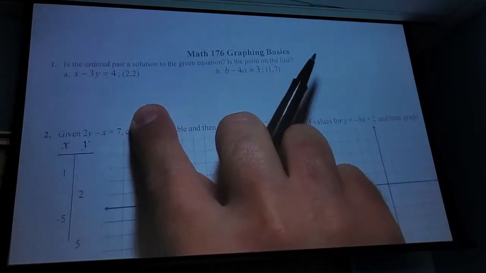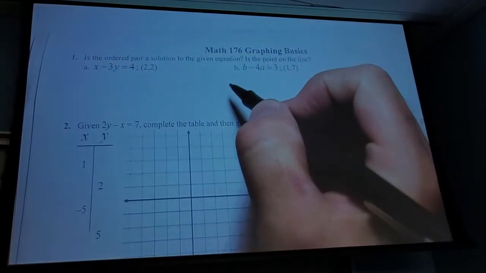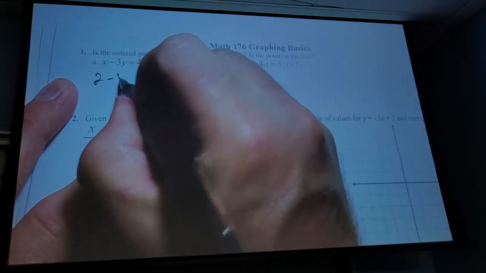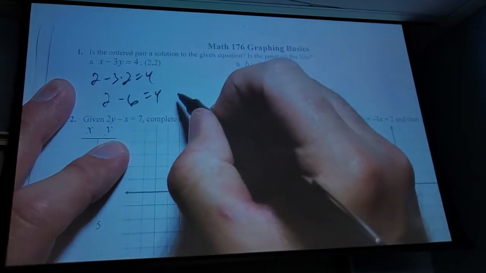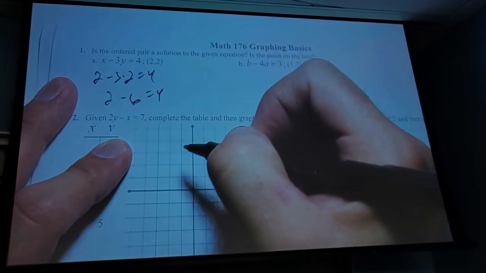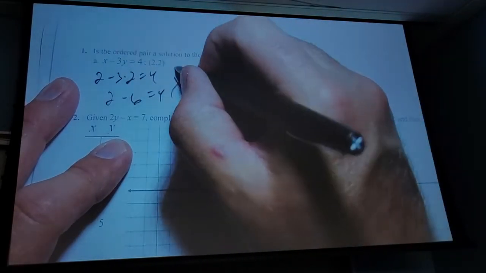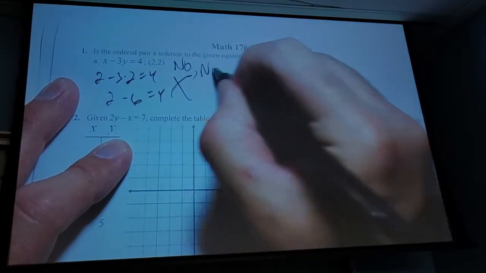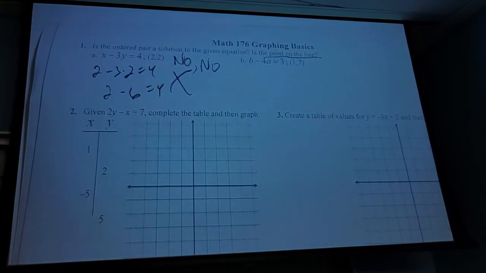Where are they? There they are. Is the ordered pair a solution to the given equation? So how do you check? Plug it in. 2 minus 3 times 2 equals 4. 2 minus 6 equals 4. Is that true? Nope. So is the point on the line? No. So whatever the answer is to the first question, it's the same answer to the second question, right?